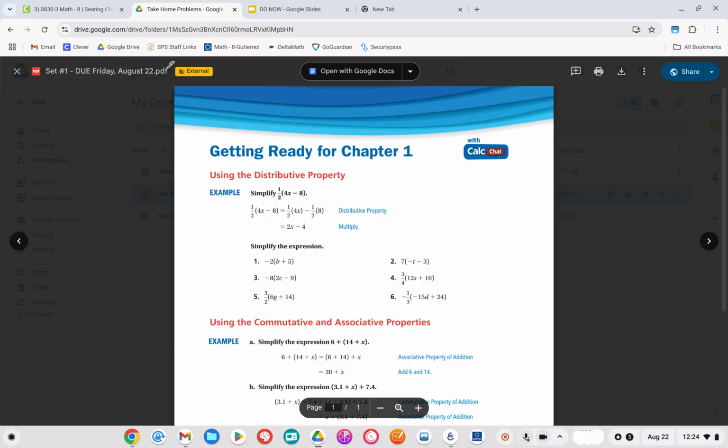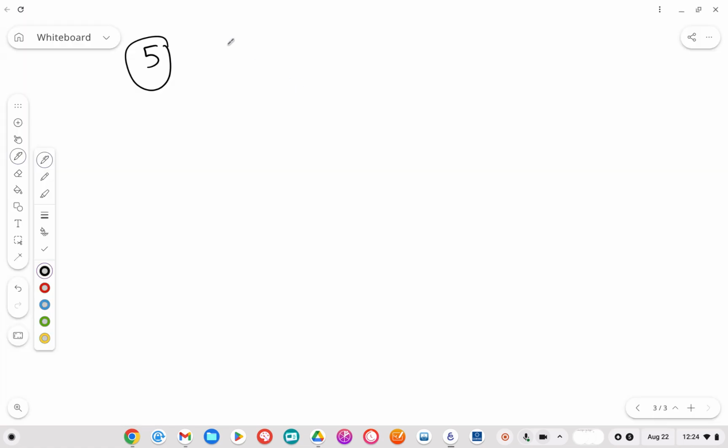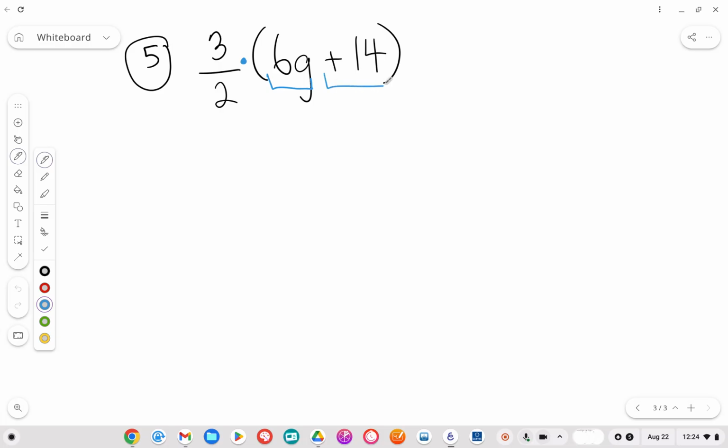So I have 3/2 times 6g plus 14. So 3/2 times 6g plus 14. So I'm going to put in my invisible operators there. I'm going to identify the terms that I'm going to be multiplying by. I know this will be multiplied by that and this. And so I'll write 3/2 times 6, because I'm using the coefficient, right, to do the math. I'm going to put that over 1, and then I'm going to keep my g.